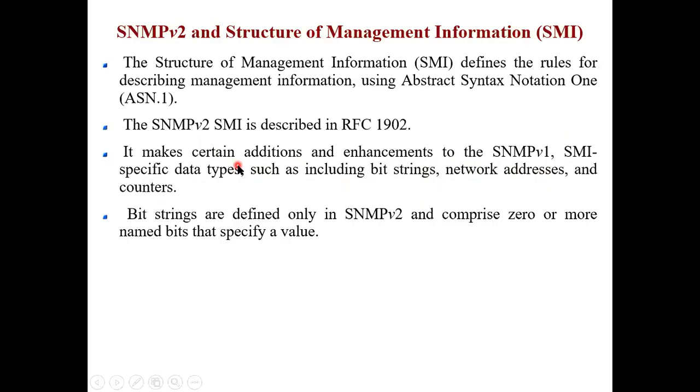If you are comparing version 1 and version 2, you can say that there was an enhancement and these things were added. Bit strings are defined only in SNMP version 2 and comprise zero or more named bits that specify a value. Bit string was not there in version 1, and network address was also not there. All these features were added in the SMI of version 2.